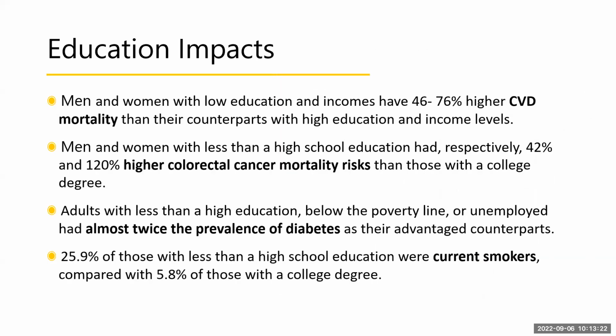So here are some more examples. This one is stunning to me: women with less than a high school education had 120% higher colorectal cancer mortality risk than those with a college degree. Because if you have a better job and health insurance and sick leave, then you're more likely to go for a screening. It's paid for, you don't lose money from not being at work, and those sorts of things. Adults with less than a high school education have twice the prevalence of diabetes. And then there's your smoker one right here. So education has a huge impact on your health and well-being.